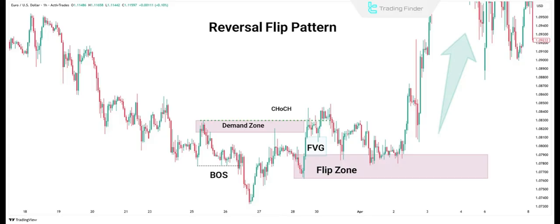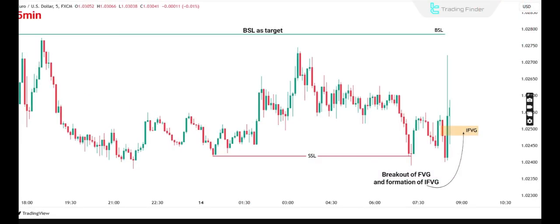Price prints lower lows and lower highs, LL/LH, before entering a higher timeframe demand zone. After an initial bounce, it fails to make a new low and instead breaks the previous supply zone, forming a new demand flip zone. This signals the beginning of a bullish trend.